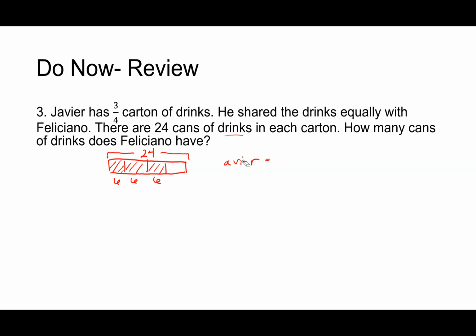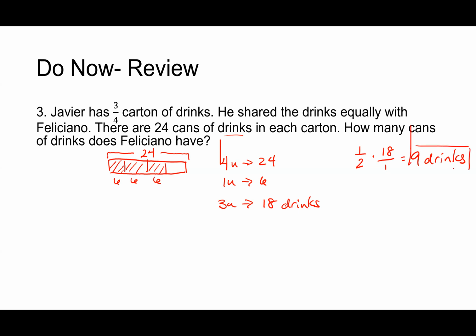Well, let's do this with the unitary method. Let's do this the right way. All right. So 4 units is 24 drinks. 1 unit would be 6 drinks, and 3 units, which is Javier's amount, would be 18 drinks. But then he shares half of his drinks with Feliciano, which equals 9 drinks. So Feliciano has 9 drinks.